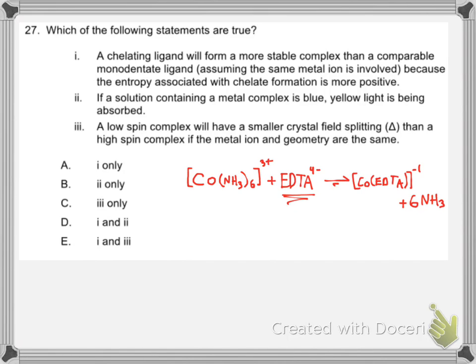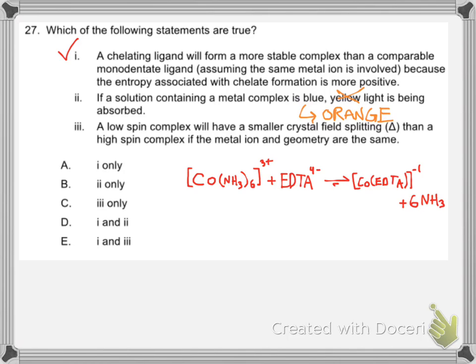So it's part of what's called the chelating effect. One of the major tenets of it, one of the major reasons why it exists, is because of this pronounced increase of entropy that a chelate can get. Now remember, a chelating agent is any polydentate ligand. It's something that can donate more than 1 lone pair of electrons. So statement 1, ding, indeed. Statement 2, if a solution containing a metal complex is blue, yellow light is being absorbed. Well, we can consult our color wheel to figure this out, but if something is appearing blue, that means it's absorbing the complementary color, which is actually orange, not yellow.